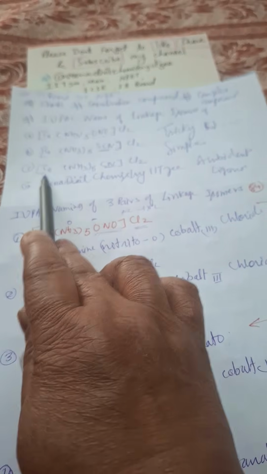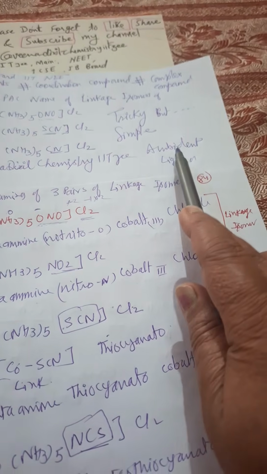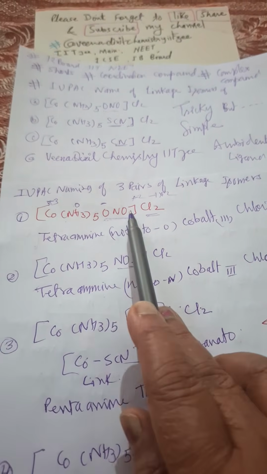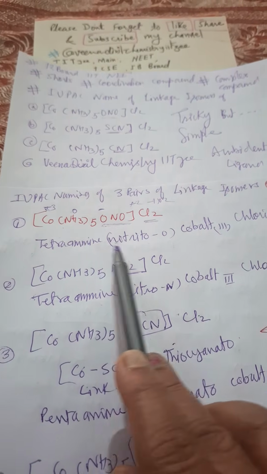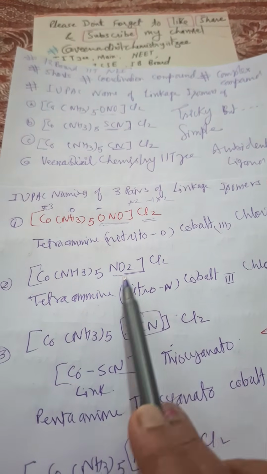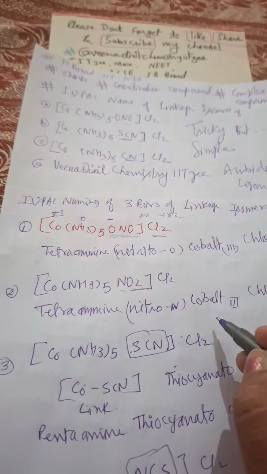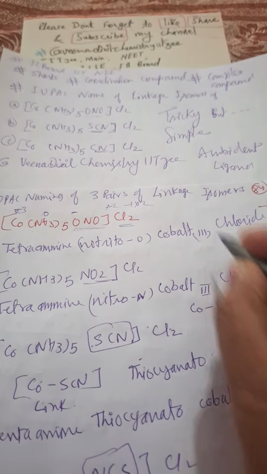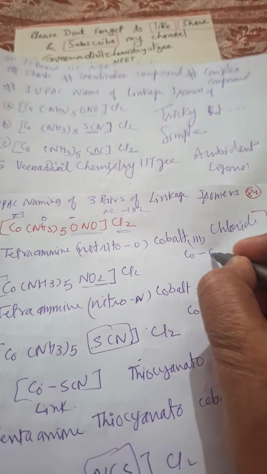So [Co(NH3)5], ambident ligand means two-sided. Through ONO they will join to cobalt, or through N. So I can write down here, see, ONO, NO2. And here we can write down Co-ONO.